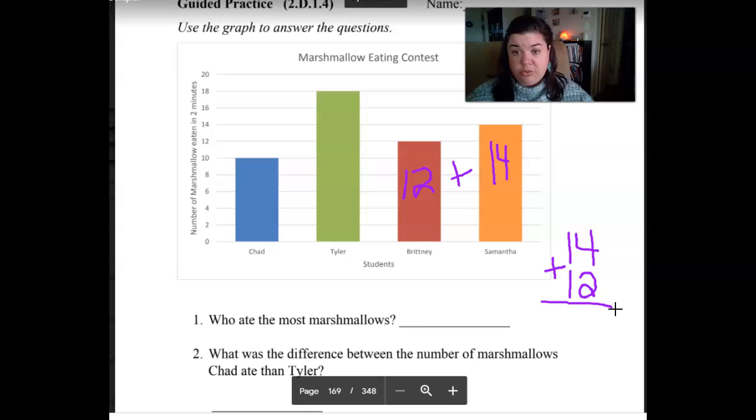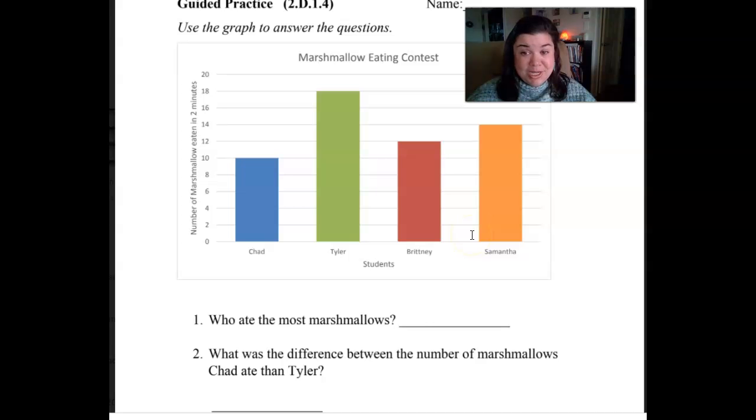Okay, so don't draw a bunch of tally marks. It's time to start figuring them out this way. So you make sure that you line your numbers up, because if you don't line your numbers up, your answer is going to be all crazy. So make sure you line them up according to place value. So 4 plus 2 is 6. 1 plus 1 is 2. So did you get 26 for your answer? Good.